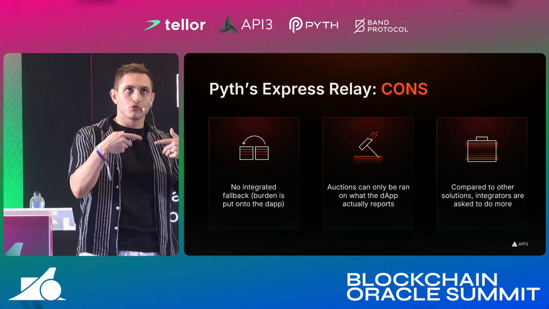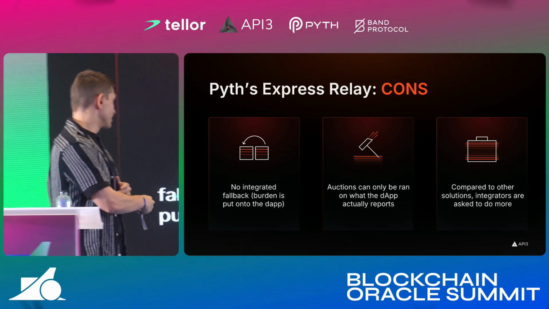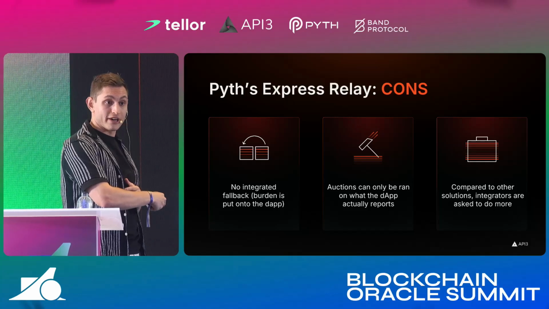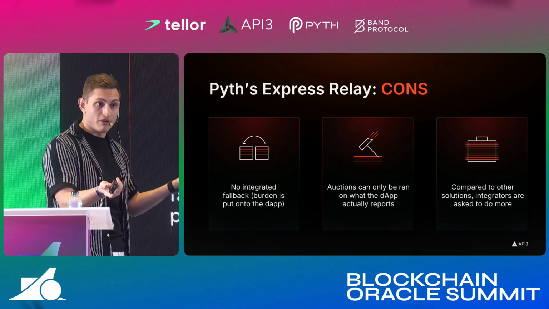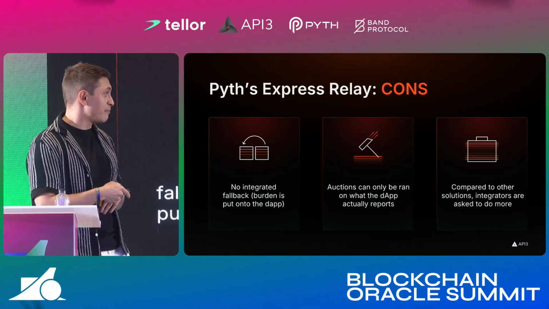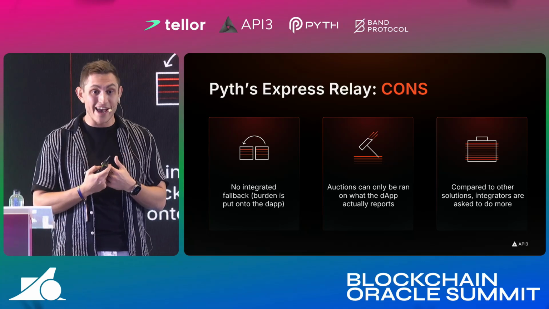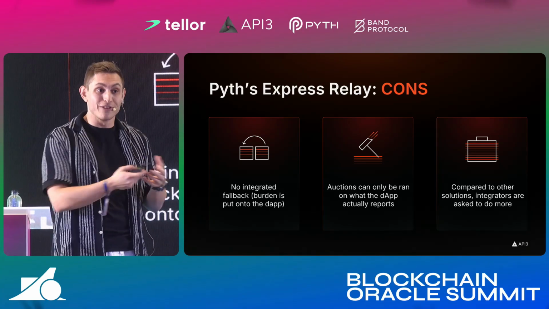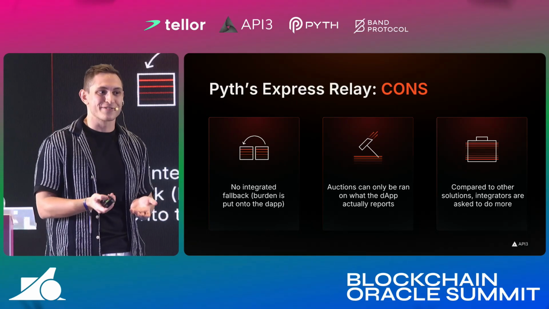But what this brings me back to is that you as a protocol are put in charge of this. It's not baked into the product. You have to think about it and make something happen so that if they die off, you don't die with them. Auctions can only happen on what the dApp reports. You need to tell them, hey, here's a liquidation. Can you please buy it? If you don't tell them there's a liquidation, there's no buyers for the liquidation.